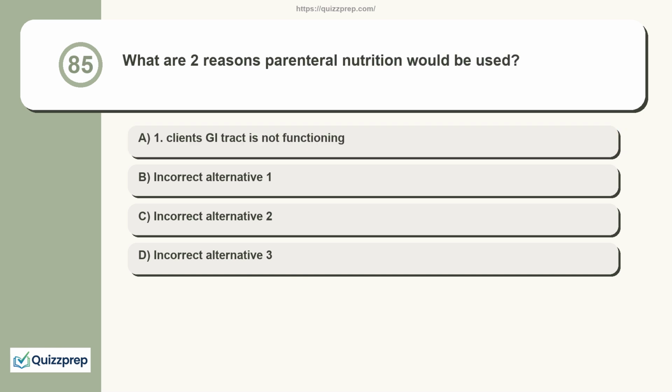Question 85. What are two reasons parenteral nutrition would be used? 1. Client's GI tract is not functioning.